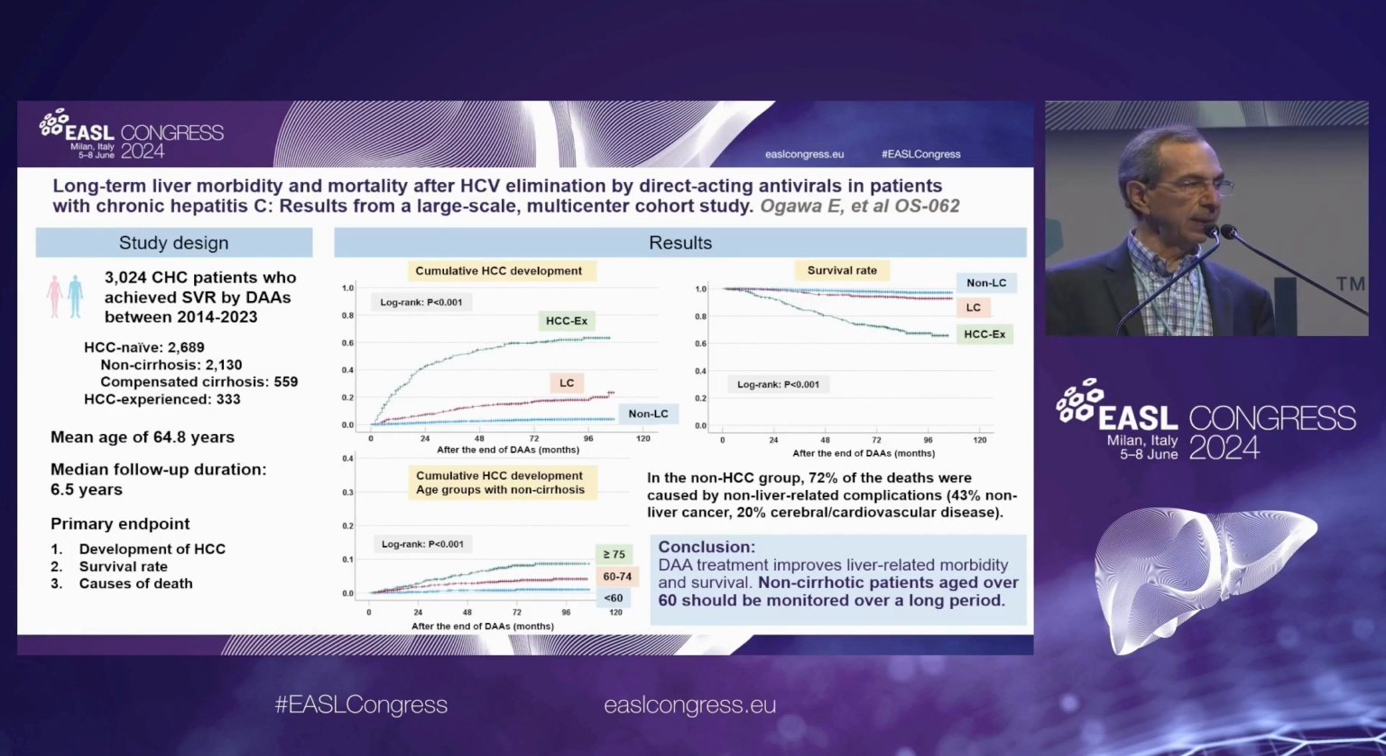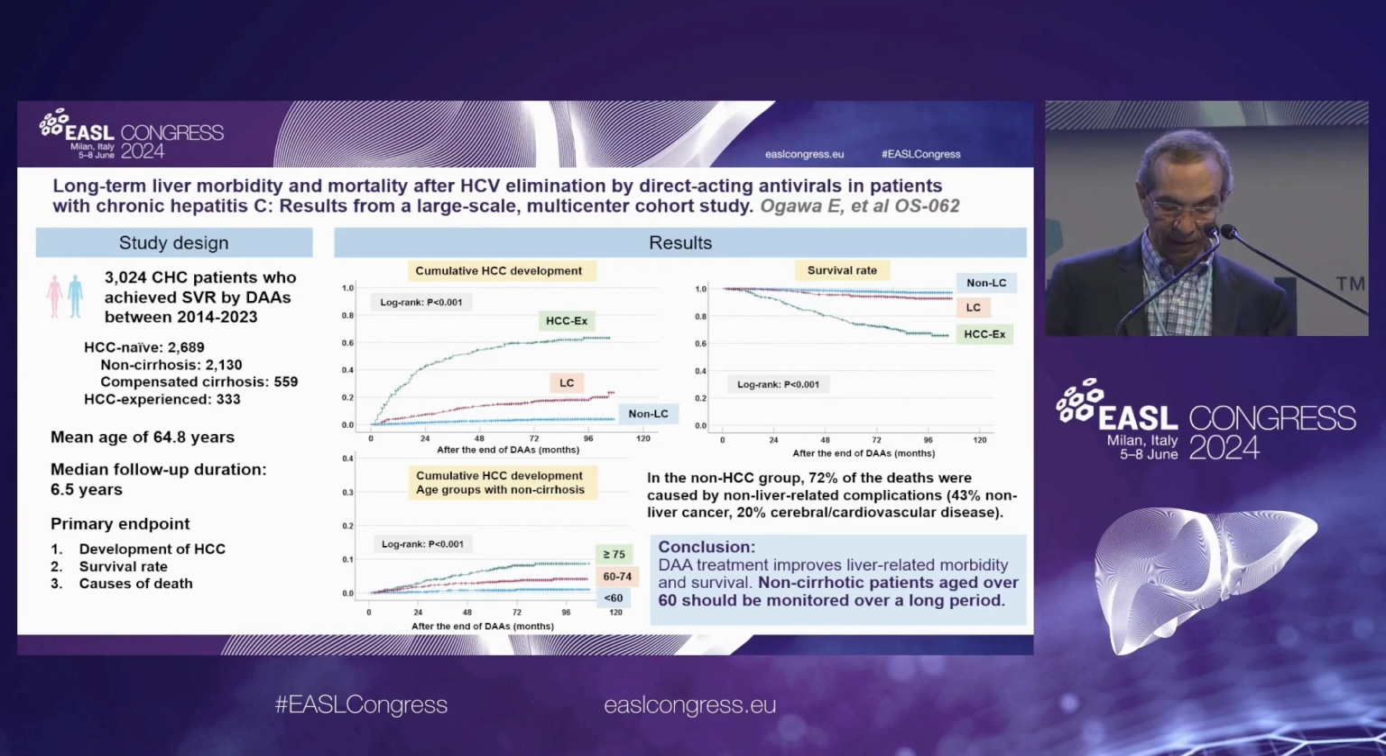Regarding hepatitis C, I have selected three abstracts. The first one is from Dr. Ogawa from Japan, who presented the results of a large cohort of 3,000 chronic hepatitis C patients who achieved SVR by DAA. And he showed that HCV cure was associated with decreased liver morbidity and mortality after HCV elimination by direct-acting antivirals.